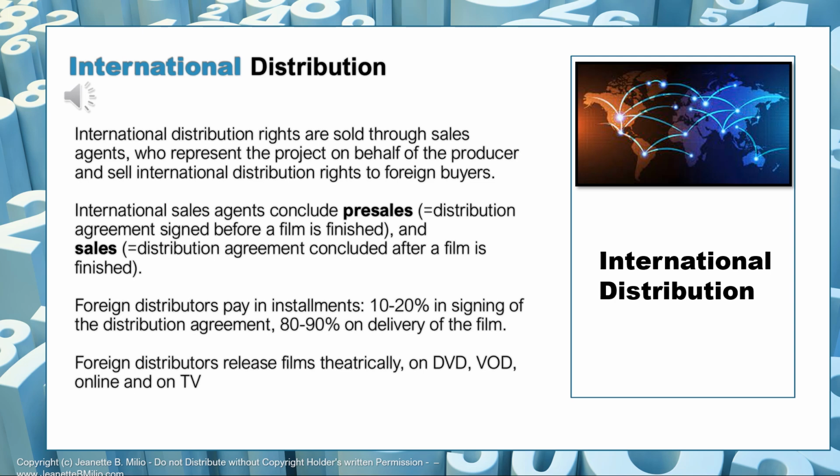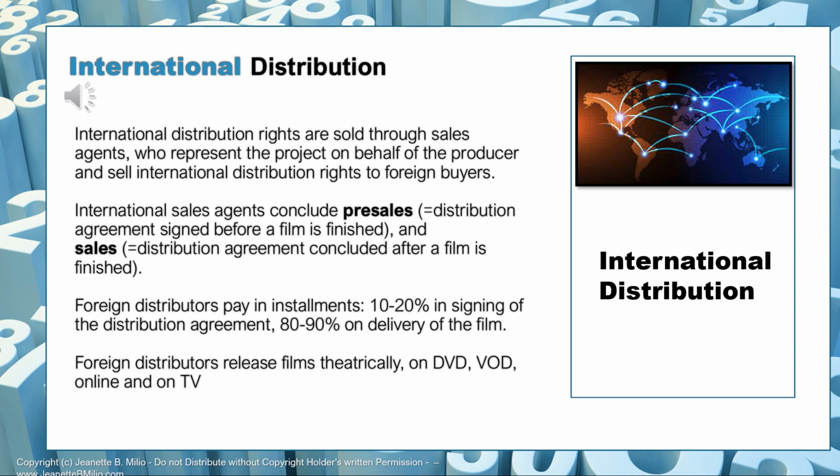International sales agents conclude pre-sales, which are distribution agreements that are signed before a film is finished, before it's actually being produced. And international sales agents also conclude sales, which are distribution agreements that are concluded after the film is finished. So pre-sales again are distribution deals that are signed before the film is produced, and sales are distribution deals that are signed after the film is produced. These are likely the same deals, they just happen at a different time.